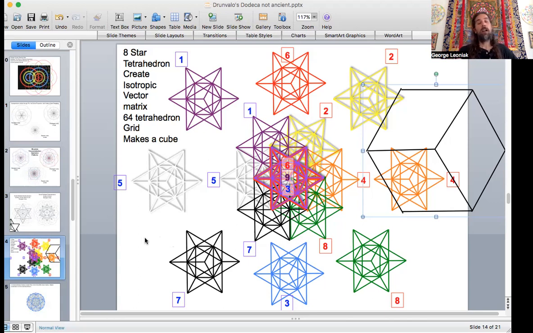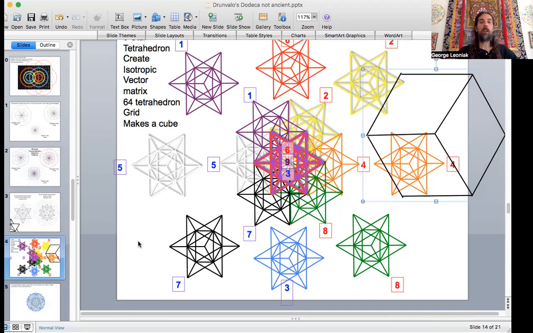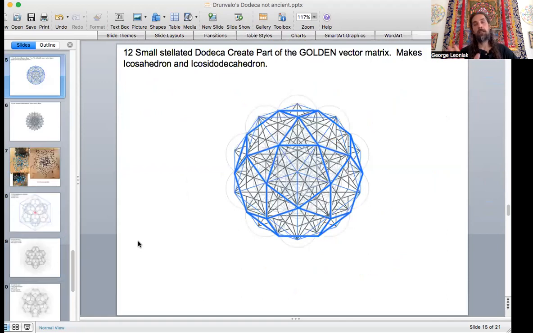So I started to wonder about, and of course, this creates the cuboctahedron, the vector equilibrium that Buckminster Fuller made very popular. But I started to wonder, well, geez, I'm working with this golden vector matrix and I'm building forms that are now not just oriented in the cube structure, one cube.